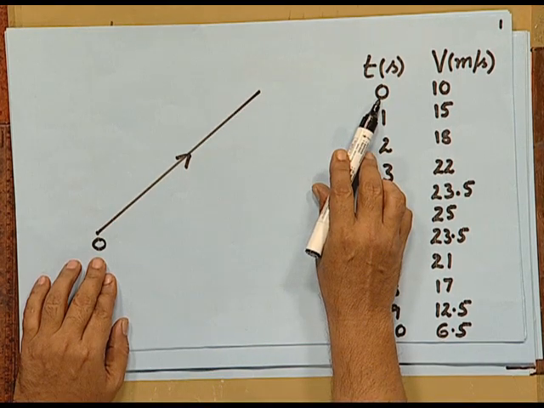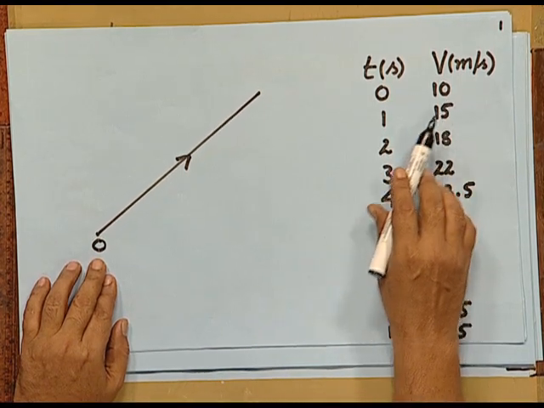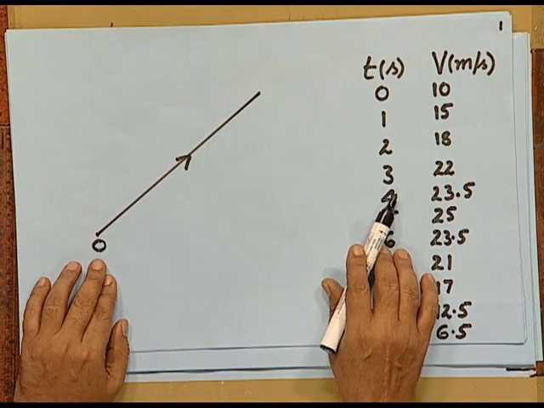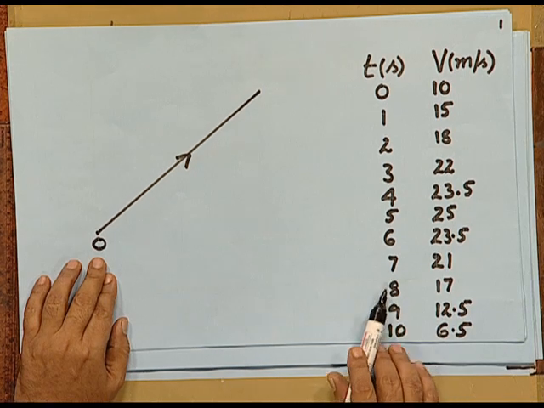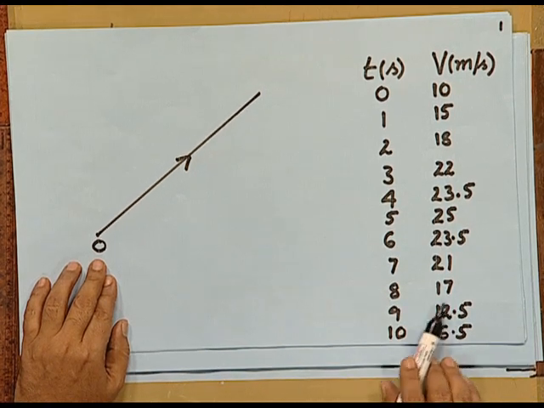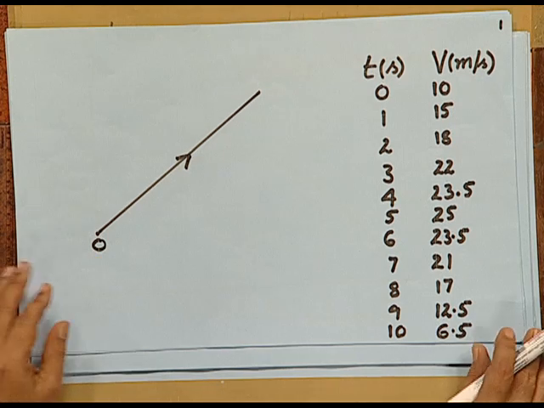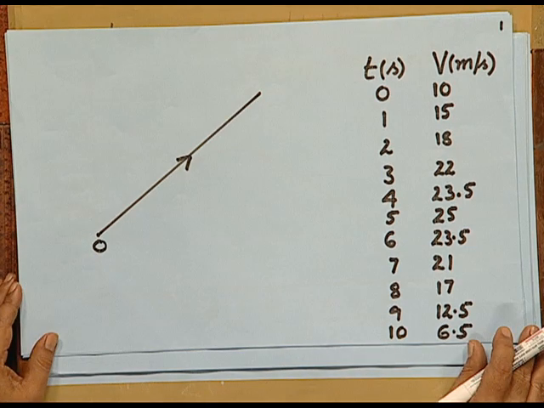At time 0 the velocity is 10 meters per second, at time 4 seconds it is 23.5 meters per second, at 8 seconds it is 17 meters per second, at 10 seconds it is 6.5 meters per second. Now, the data of velocity as a function of time is plotted in the graph.